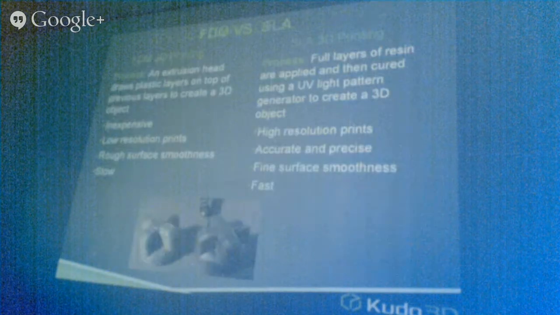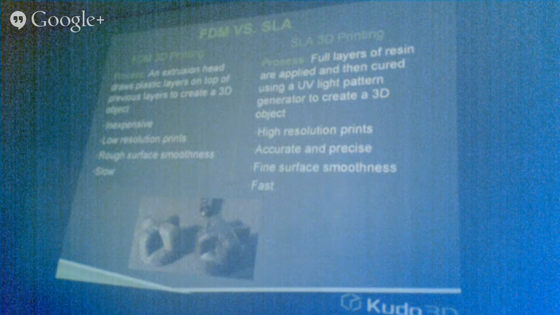Currently, there are two common types of 3D printing: FDM and SLA. FDM 3D printing uses an extrusion head to draw plastic layers on top of the previous layers to create a 3D object. It's inexpensive, has low resolution prints, has rough surface smoothness, and it's very slow. I'm not sure if the picture shows it really well, but on those prints you can see the lines on it, so that's FDM 3D printing.